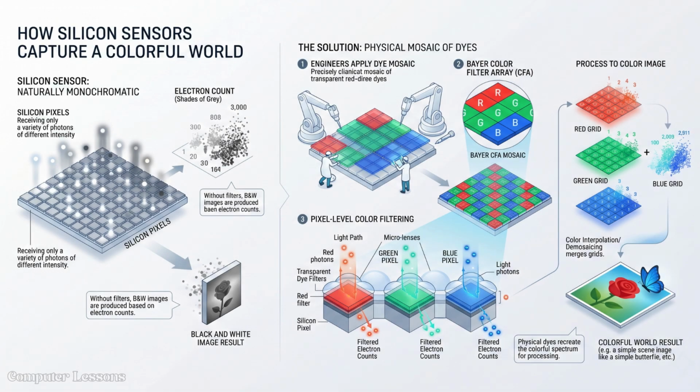Silicon sensors are naturally monochromatic, meaning they can only measure the quantity of light, not color. Without filters, every digital camera would only produce black and white images based on electron counts. To capture our colorful world, engineers must apply a physical mosaic of transparent dyes.